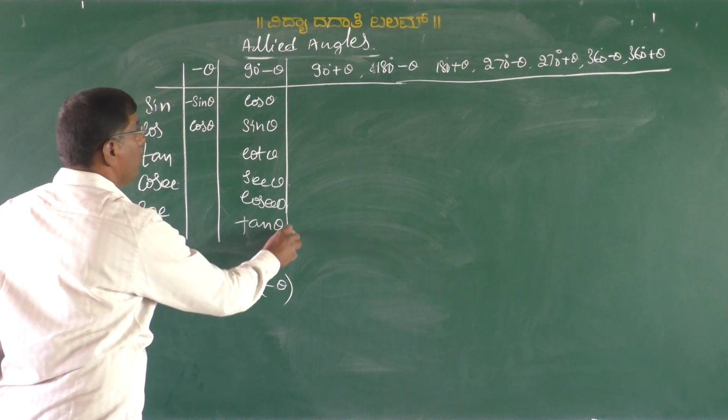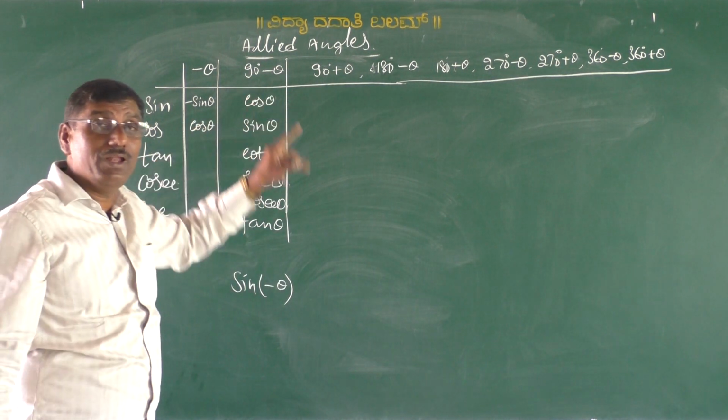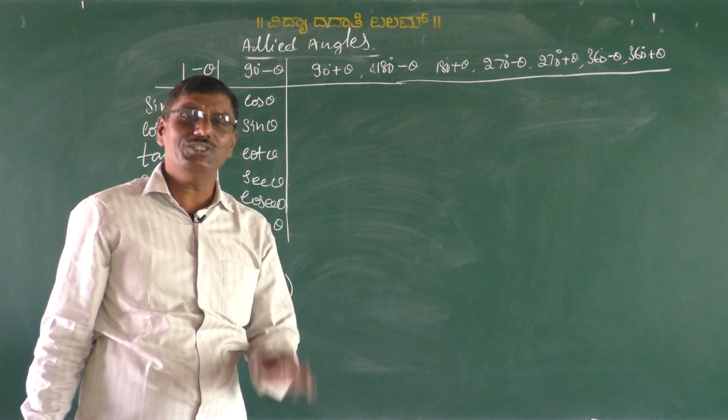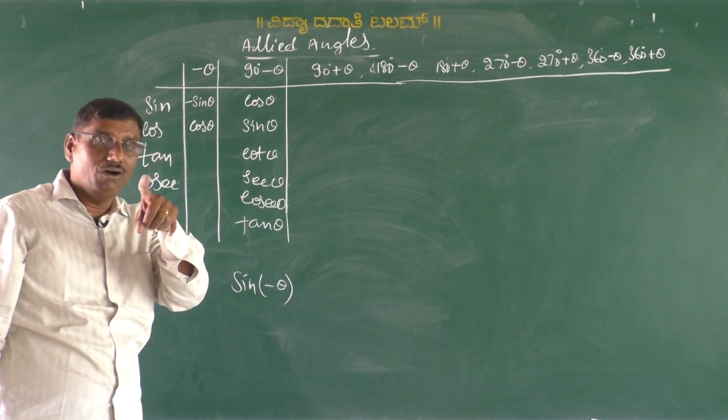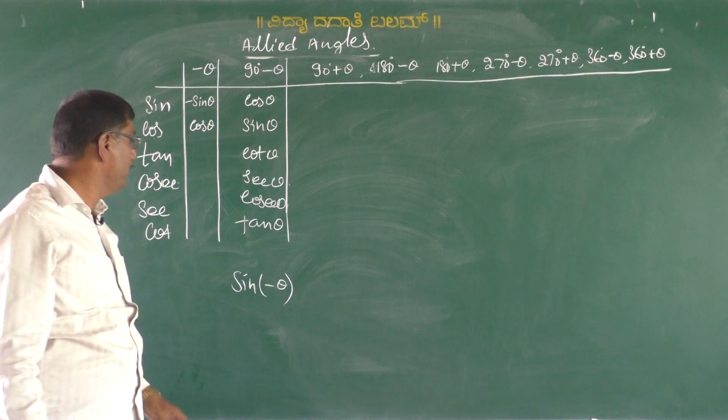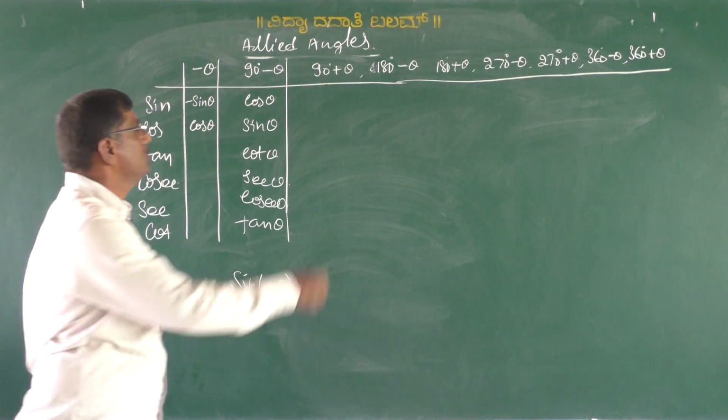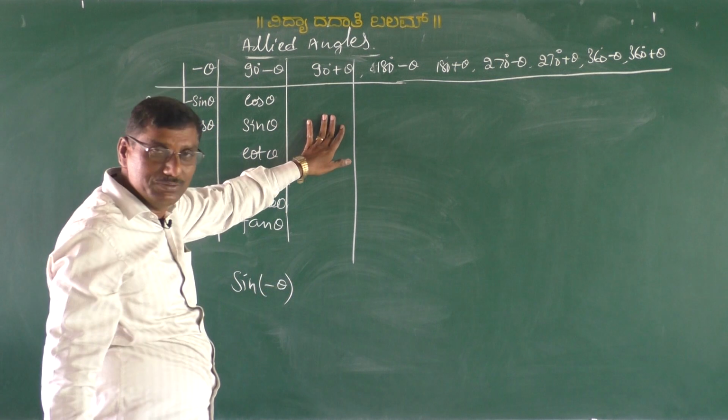What about the sign? My dear students, this angle belongs to the first quadrant. In the first quadrant, all are positive, my dear students. Then these are all positive. Similarly, we can write this one also.